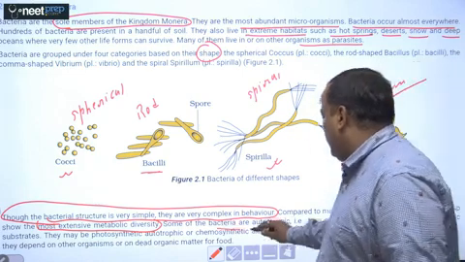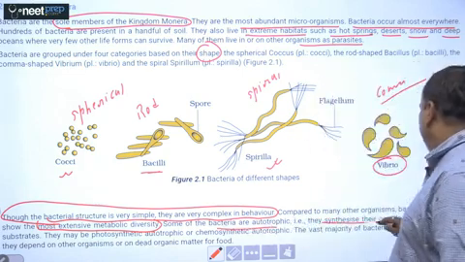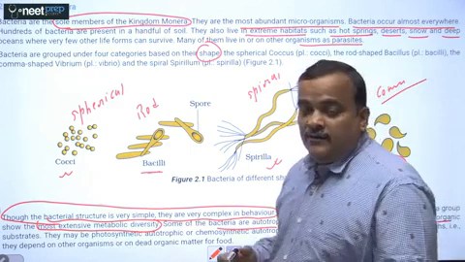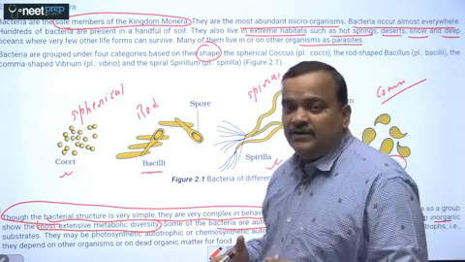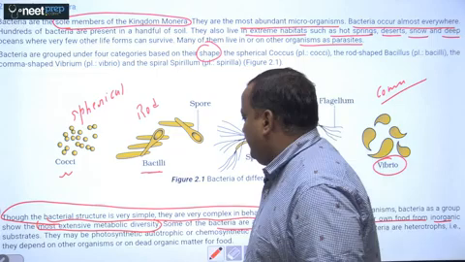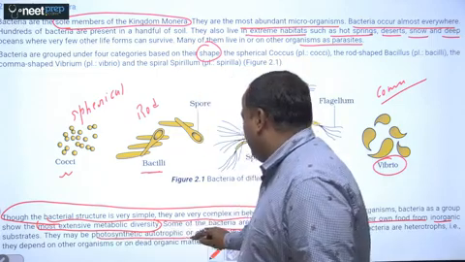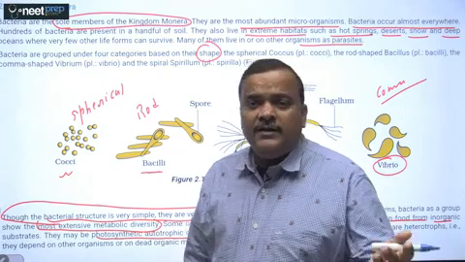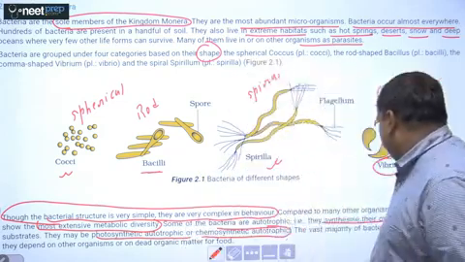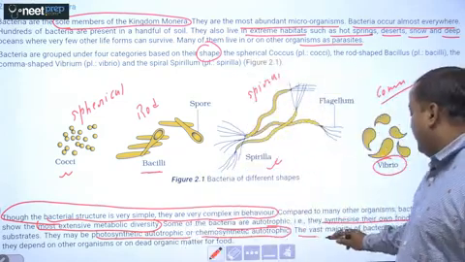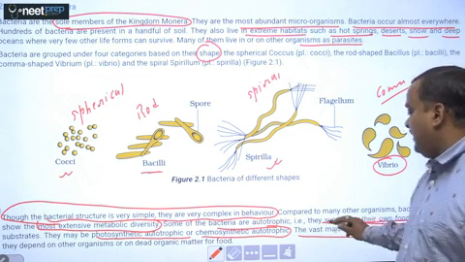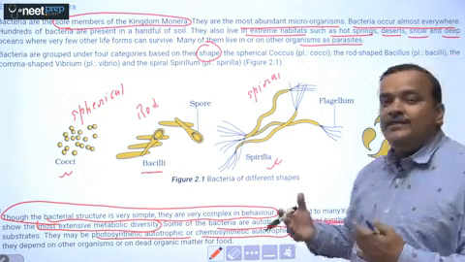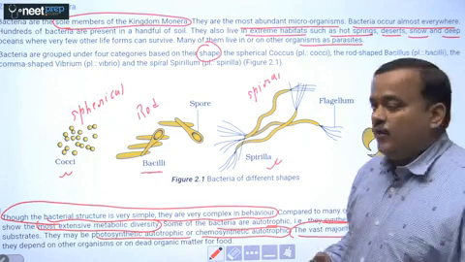Some of the bacteria are autotrophic. They synthesize their own food from inorganic substances. They may be photosynthetic autotrophic or chemosynthetic autotrophic. Photosynthetic autotrophic, like blue-green algae. Most of the bacteria, the vast majority of bacteria, are heterotrophic. That means they depend upon other organisms to meet their nutritional requirement.